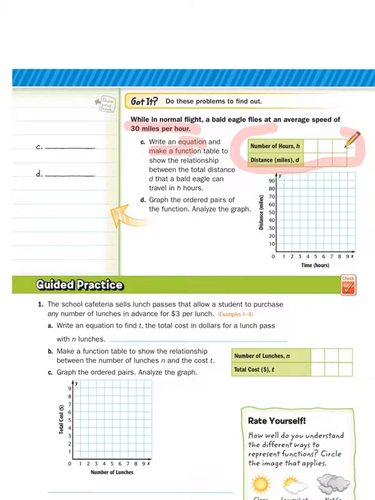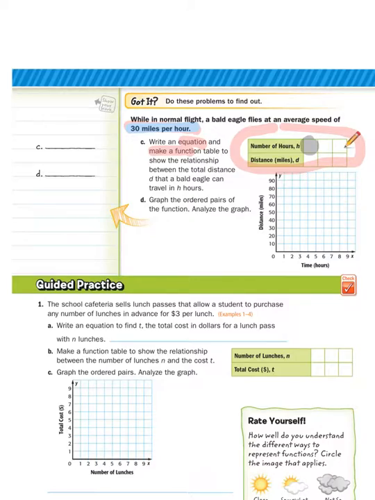So, here's what I want you to do. First thing I want you to do is, using this information here, that an average speed of a bald eagle is 30 miles per hour, I want you to fill in the function table. Now, I'll give you a hint. It's easy to start with 0.